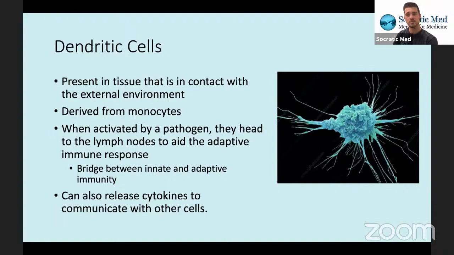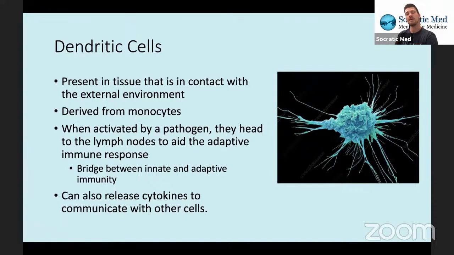So dendritic cells, like we just mentioned, there's a picture of a dendritic cell to the right. It's present in tissue that is in contact with the external environment. So dendritic cells are usually in your skin, they're in your lungs. I think they are in your esophagus. So those external tissues, the ones that are lining the inside, but they're still considered external, that's where dendritic cells lie. So they also help with immunity right there. They're derived from monocytes. And when they're activated by a pathogen, they head to the lymph nodes to aid the adaptive immune response.